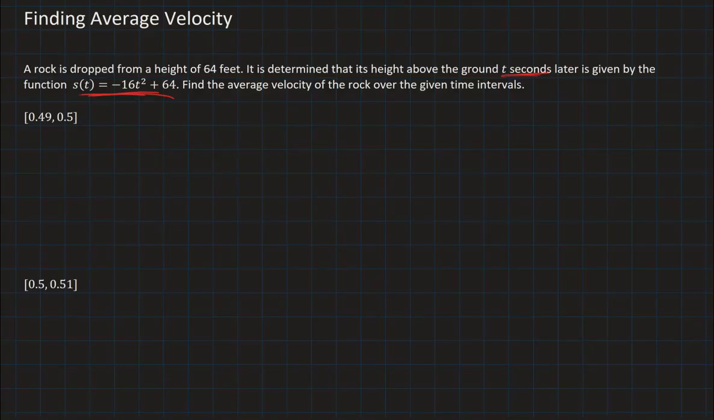And we want to find the average velocity. The average velocity in this case, so a physical interpretation of the velocity. Velocity is the change in distance over time. Change in distance over time. So this is going to connect really well to what we just talked about for average rates of change. We're going to give a physical interpretation to this. Now it says find the average velocity of the rock over the given time intervals.